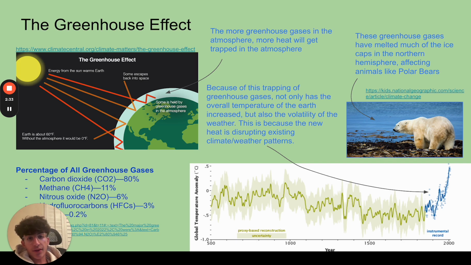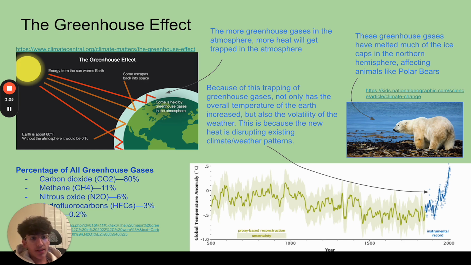The greenhouse effect. As shown in the graph to the left, the more greenhouse gases in the atmosphere, the more heat that will get trapped in the atmosphere. The energy from the sun enters the atmosphere and is trapped by greenhouse gases like carbon dioxide, methane, and nitrous oxide. If the atmosphere didn't have any greenhouse gases, the Earth would be about 60 degrees cooler than it is now.